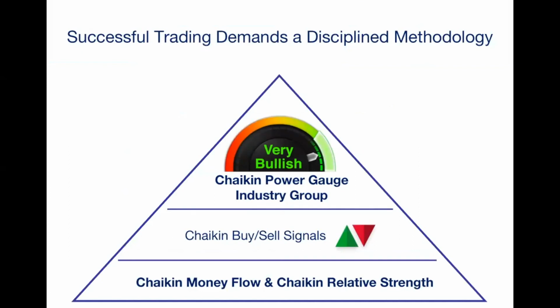Now, we've encapsulated the whole Chaikin methodology into this pyramid because successful trading demands a disciplined methodology. So at the top of the pyramid, the Chaikin Power Gauge rating, our 20-factor fundamental indicator. We also think industry group and sector strength is very important. It's a way to put the wind at your back. At the bottom, just 2 technical indicators.